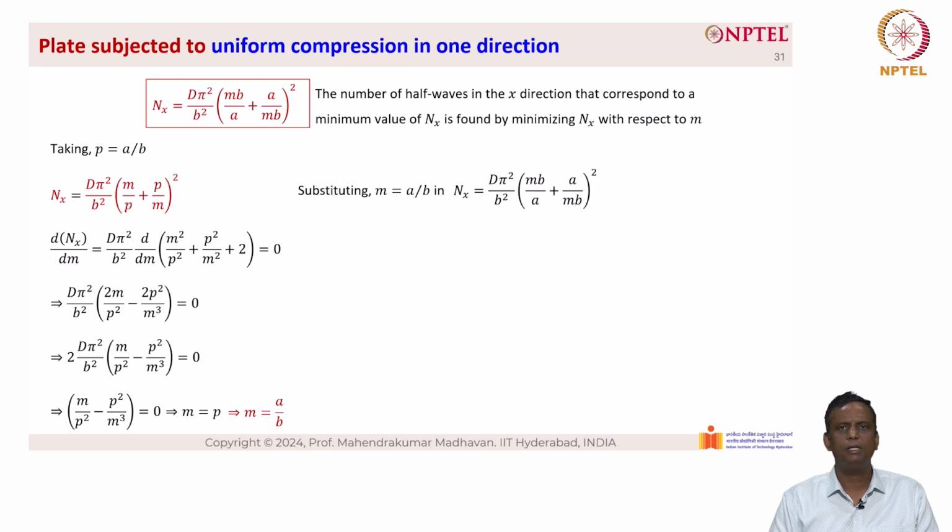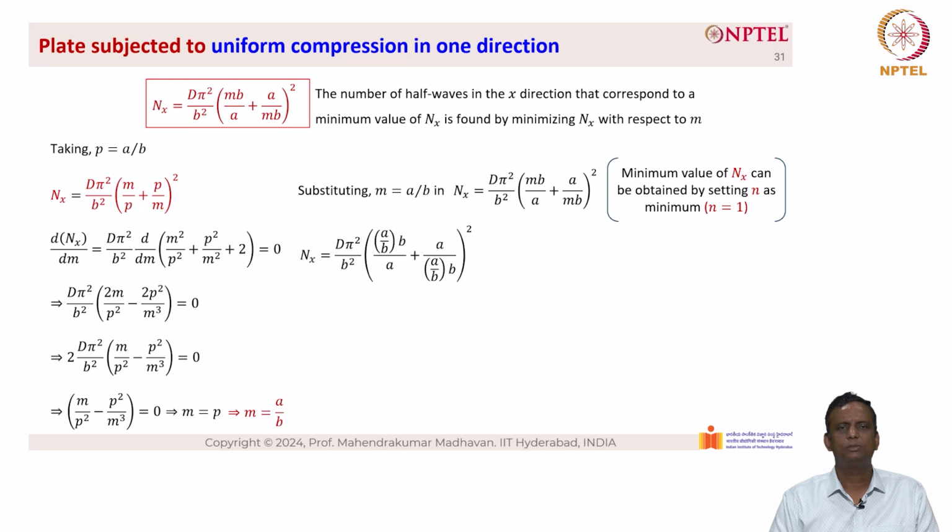Now substituting m equal to a by b in the equation Nx equal to pi square D by b square into (mb by a plus a by mb) the whole square. Here since n equal to 1, we get a simplified equation. So here Nx equal to pi square D by b square into (a by b into b divided by a plus a by b into b) the whole square. So this gives rise to the equation pi square D by b square into 2 square. So Nx equal to 4 pi square D by b square. So this becomes the critical value, which is Nx critical equal to 4 pi square D by b square.